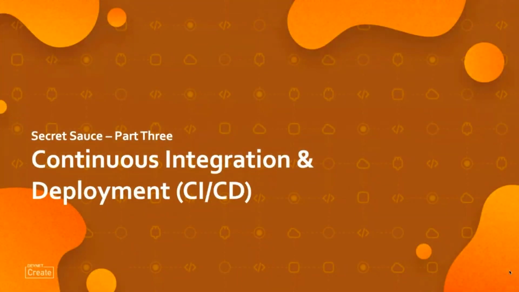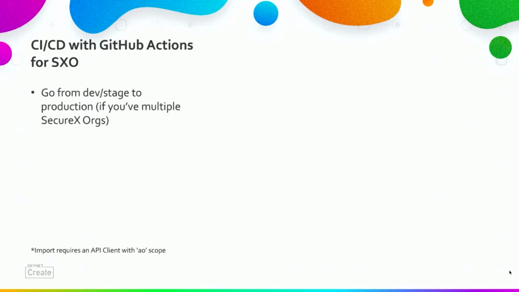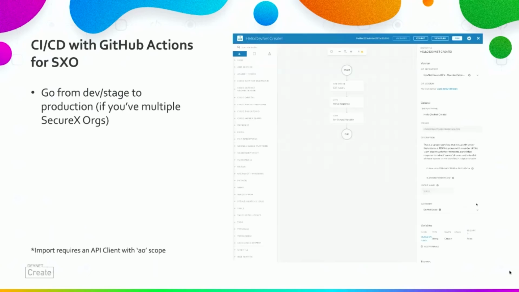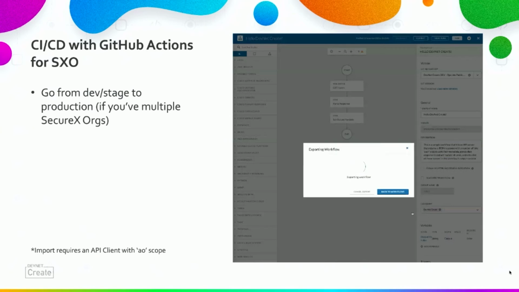And now it's time for some CI/CD action. I'm going to show you how we handle workflow releases, going from our development SecureX org to our production org. By this point, you're all familiar with our scenario workflow. And to begin with, I'm just going to commit this to our development branch on GitHub. Nothing too fancy, just going to give my commit a description and hit commit. And that should take a few seconds to get done.